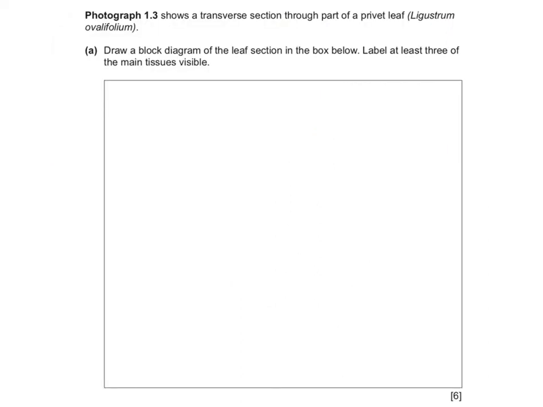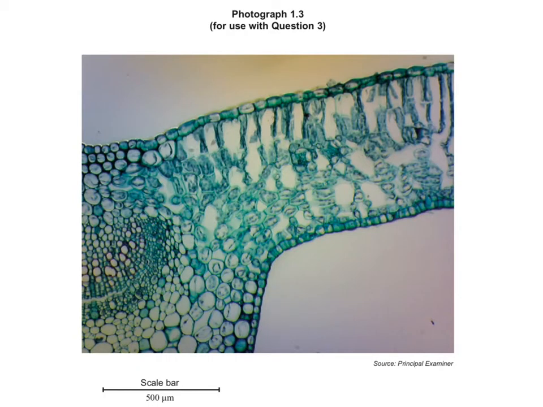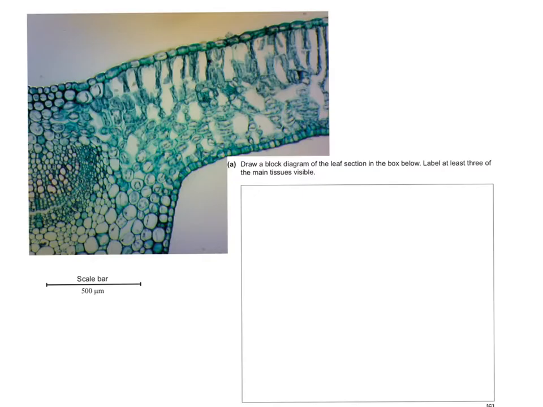So, in the exam, and this came up a few years ago, in your exam paper there was a photograph and it said, this photograph shows a transverse section, transverse means cross section, through part of a privet leaf, and then it gives you the Latin name for that. Now, it doesn't matter what kind of leaf, whether it's privet leaf or a sycamore leaf. You know the general structure of a leaf. You're asked to draw a block diagram of the leaf section in the box below, label at least 3 of the main tissues visible. This is the photograph. So the skill is being able to interpret the photograph and work out where those different tissues are, looking at a cross section through a leaf, which you need to have learned.